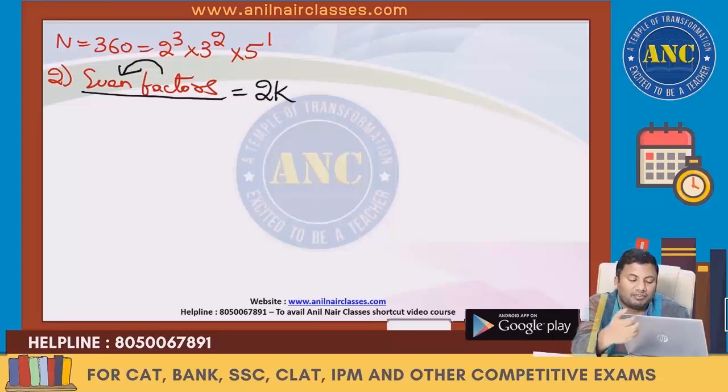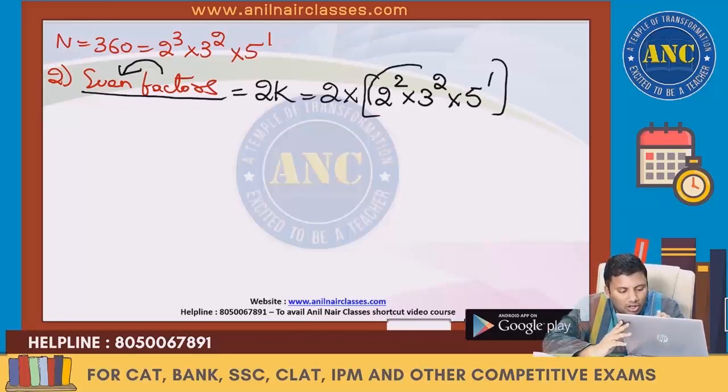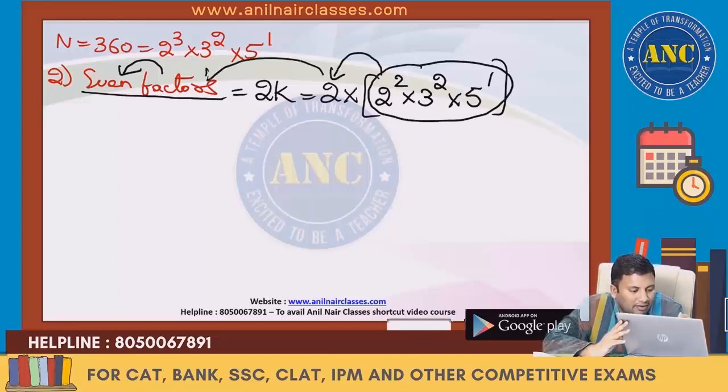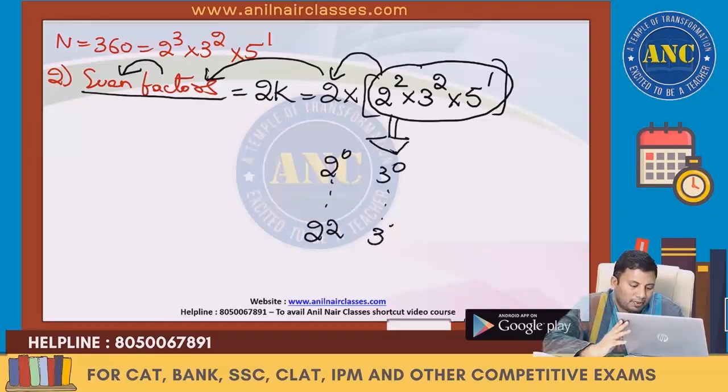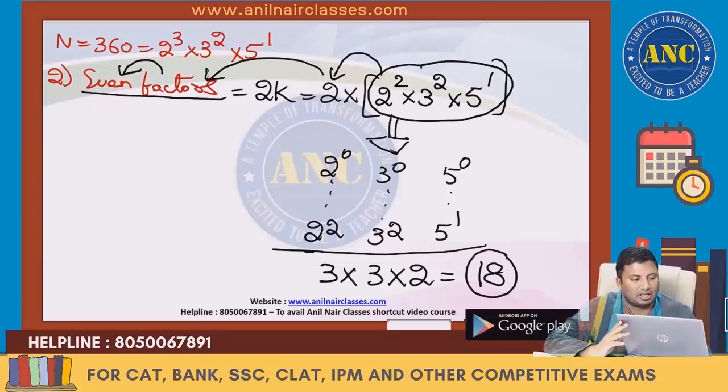Any even number is of the form 2k. So 2 into the remaining number, which is 2 square into 3 square into 5 power 1. All these numbers are getting multiplied by 2 and therefore it becomes an even factor. What are the factors for this number? 2 power 0 to 2 power 2, 3 power 0 to 3 power 2, 5 power 0 to 5 power 1. So these are 0 to 2 is 3, 0 to 2 is 3, 0 to 1 is 2, 3 into 3 into 2. Totally how many even factors are there for this number?